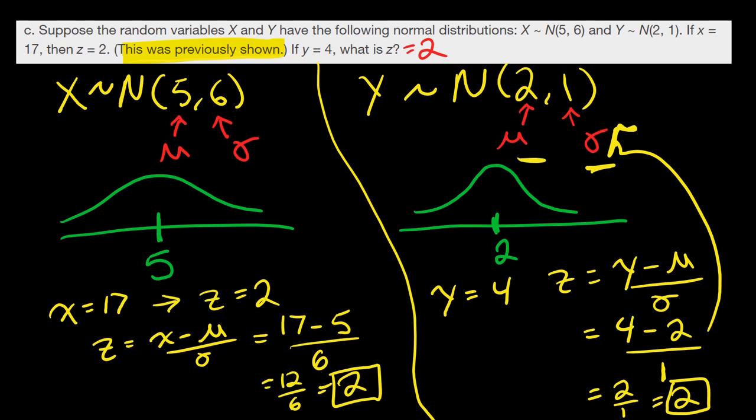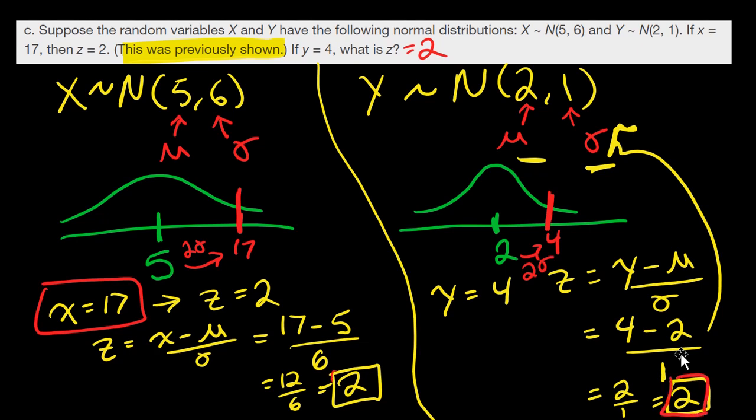So they both have the same number of standard deviations from the mean. Going back to x, little x was 17, way up here, and that's 2 standard deviations above the mean. Looking over to y, little y is 4, up here, and that is, once again, 2 standard deviations above the mean, because z equals 2 in both cases. So both 17 and 4 are 2 standard deviations above their means.